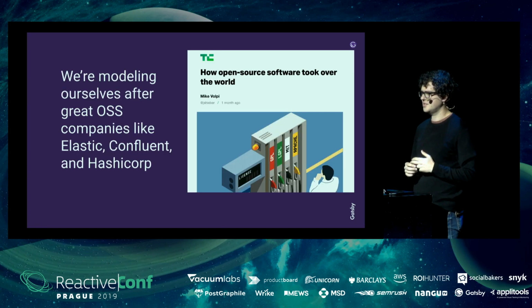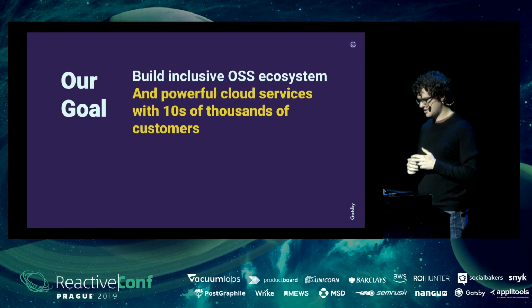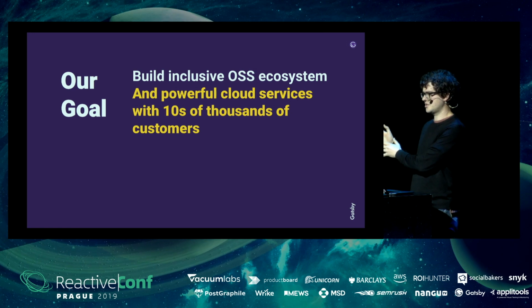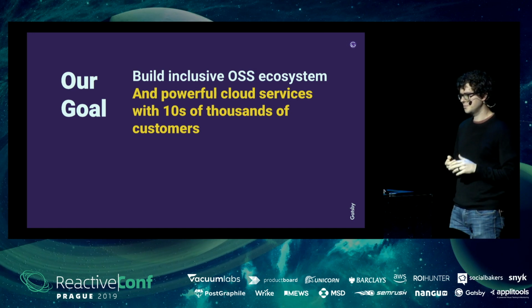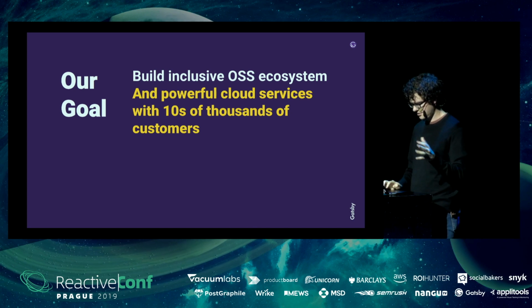And we're seeking to model ourselves after a number of great OSS companies that have emerged over the last few years, like Elastic, Confluent, HashiCorp, and a bunch of others. What they've done is married building an amazing, inclusive OSS ecosystem with providing cloud services with lots of customers to fund the whole thing.